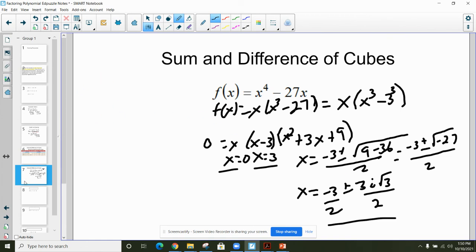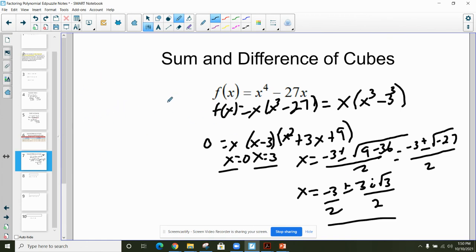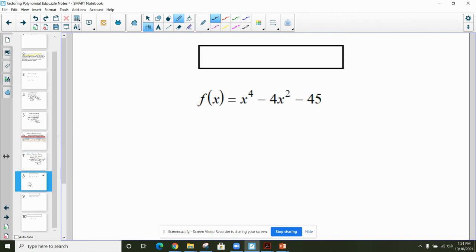All right, so now we're going to take some time in this video for you guys to answer a couple questions. So right here, I want you guys to factor completely here. So we have f of x equals x to the 4th minus 4x squared minus 45. All right, so what of the 3 patterns that we just talked about would I use here? Would this be the quadratic pattern? Would this be the factor by grouping pattern? Or would this be the sum and difference of cubes pattern? All right, so answer that question.